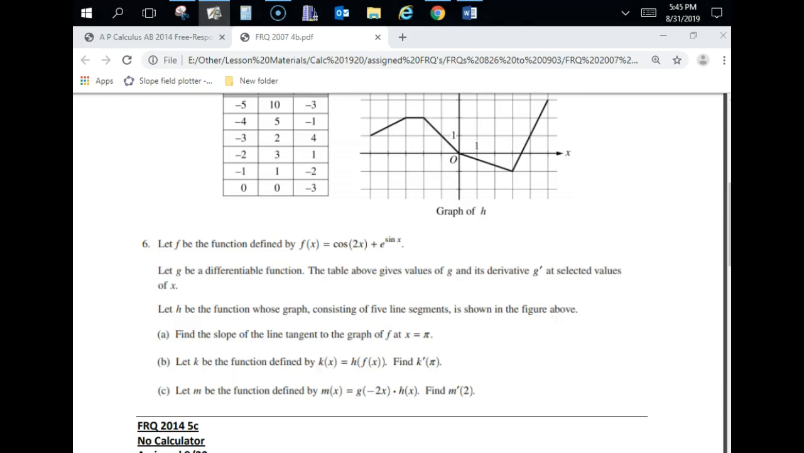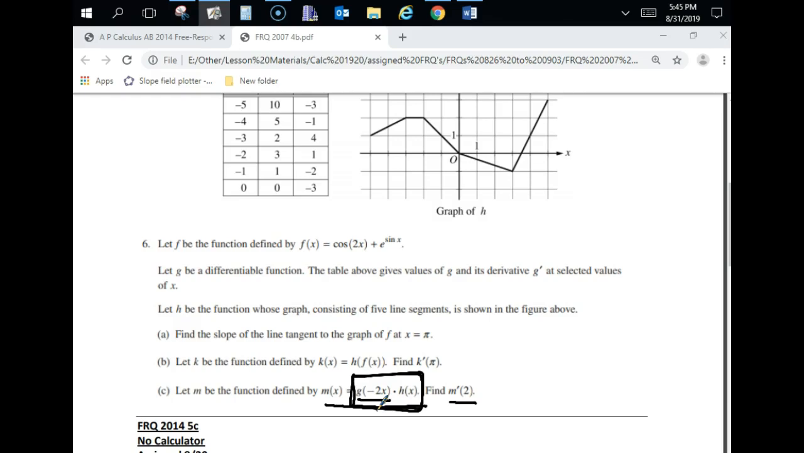On part C, we're being asked to do the same thing all over again. Just find the derivative and plug a number in, right? But they're giving us a new function. This new function is a product of two other functions. So to find m prime, you're going to have to do the product rule. But notice that g is also a chain rule there. So you've got an inside and an outside there. So you're going to do product rule with chain rule, and you're going to plug in 2.